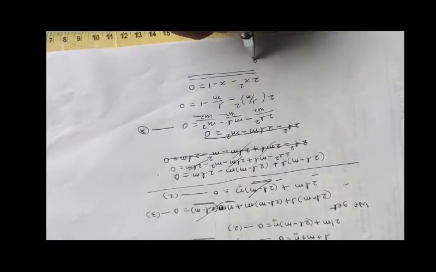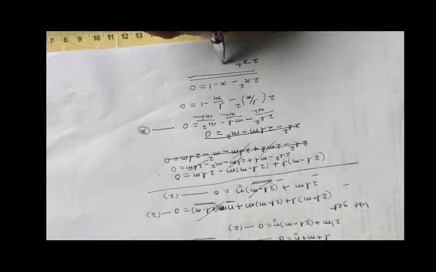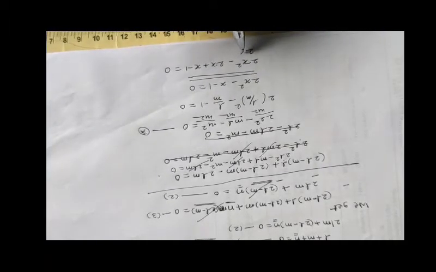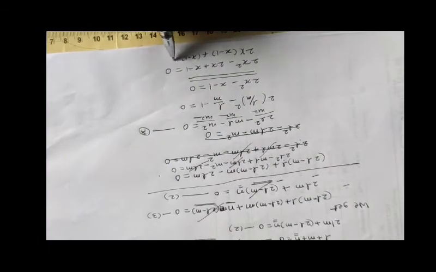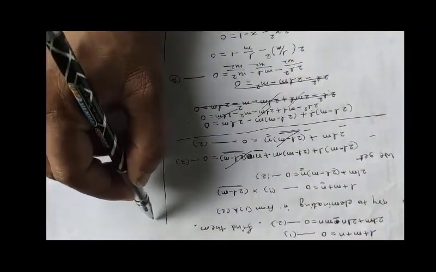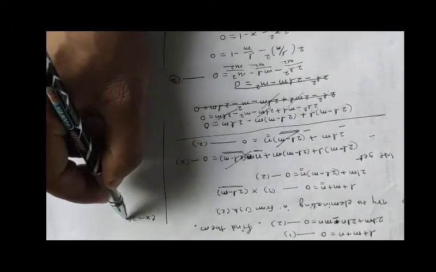This equation can be written as 2x² minus 2x plus x minus 1 equal to 0. After solving, taking 2x common: 2x(x minus 1) plus (x minus 1) is equal to 0. Again taking x minus 1 common, we get the first factor x minus 1 and the second factor 2x plus 1 equal to 0. Therefore x is equal to 1 and x is equal to minus 1 by 2.